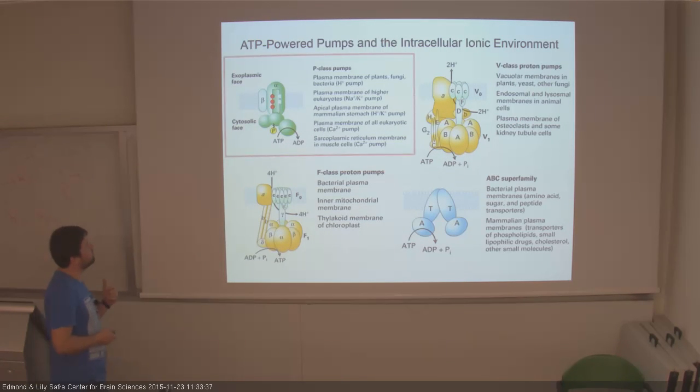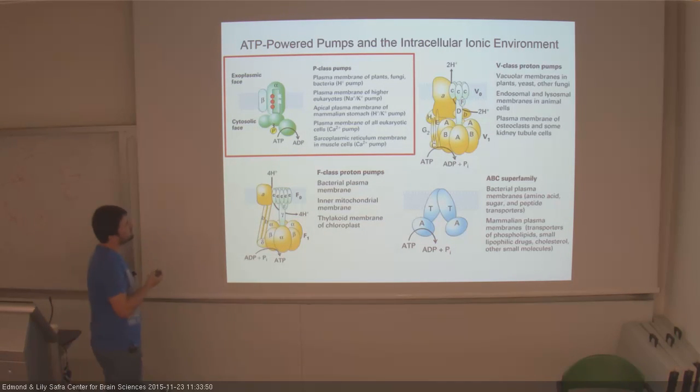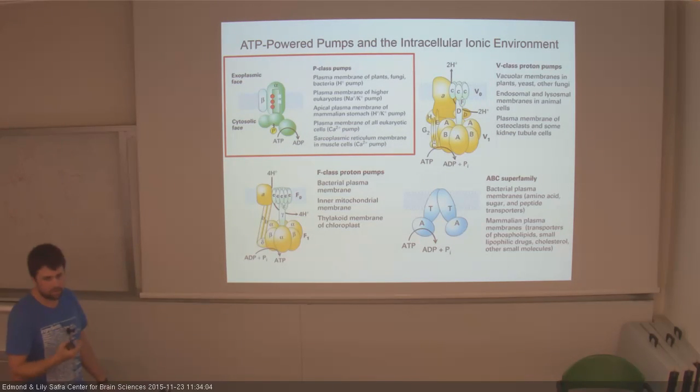In general, there are four major types of ATP pumps, and we're mainly going to talk about the P-class pump, and a little bit about the V-class proton pump. P-class pumps are specialized ATP pumps that move small molecules or ions, in this example, against their electrochemical concentration gradient.